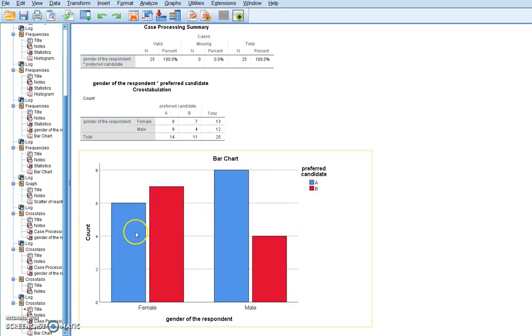And this is what comes up. On the horizontal axis you would have the gender, while on the y-axis you are going to have the frequency of the candidates that they like better. When you look at this simple cluster bar chart, you can tell that males prefer A over B, while females are kind of equally distributed between A and B, while B has a slightly higher count than A for the females. Okay, so that's about the simple cluster bar chart.